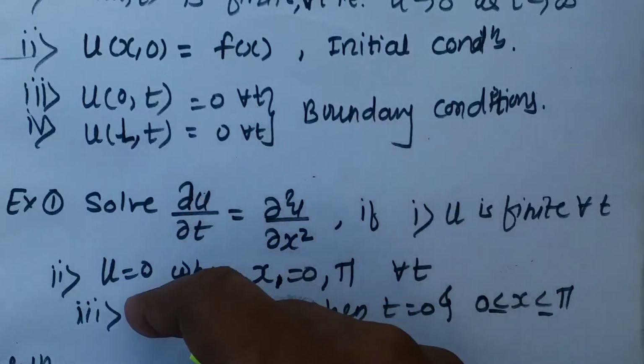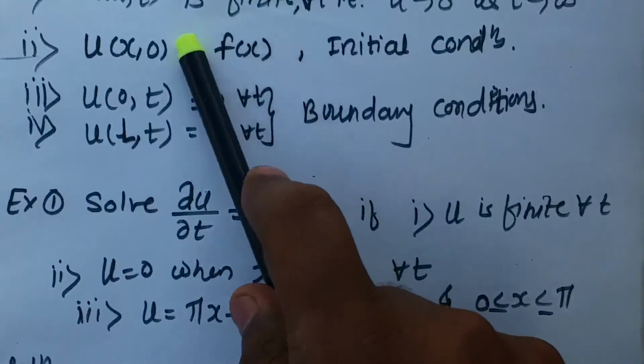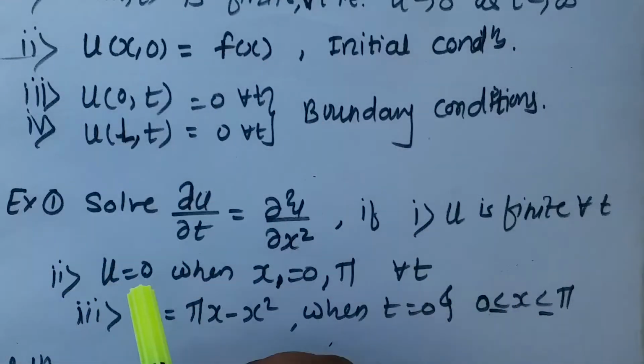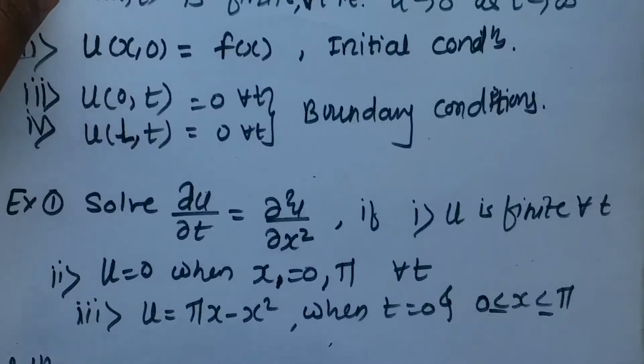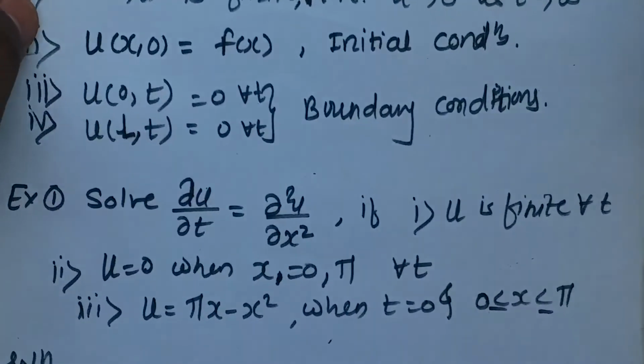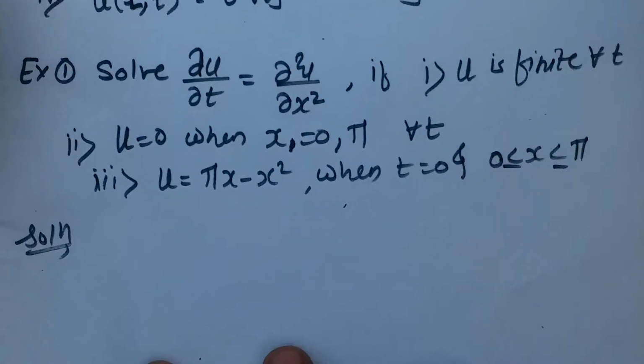So these conditions also remain fixed for every problem. Only this condition may change your value of f of x. Accordingly your calculations are going to change. And compared to the wave equation, the solution of this equation we get in quick time, because only two constants we have to eliminate. So one problem I have written here. So let us start solving the example.